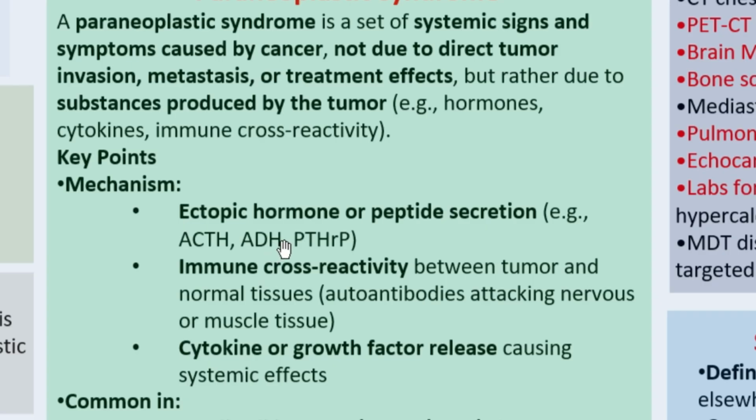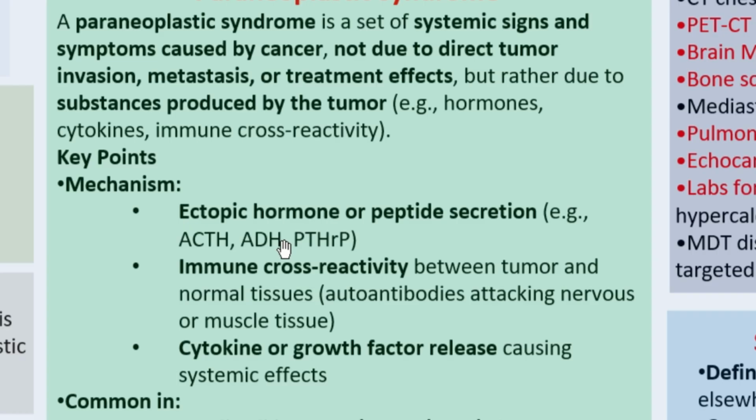When you have ADH, we are going to have antidiuretic hormone being released. Antidiuretic hormone is going to go and act on the kidney. We are going to have water retention, and hyponatremia is going to come in. So a patient will present with symptoms of hyponatremia. Then we have parathyroid hormone releasing peptide, and this is going to act as parathyroid hormone. It's going to cause release of parathyroid hormone, and this is going to lead to hypercalcemia.